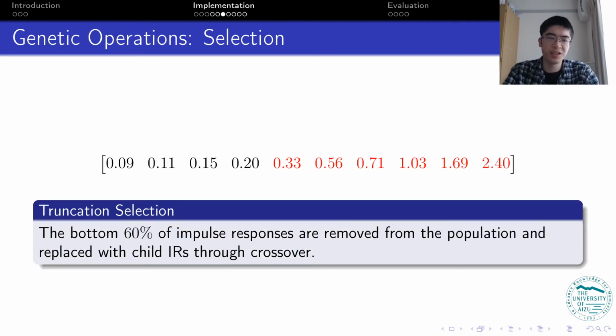And so for the genetic operations, since we wanted to reduce computation time as much as possible, because we wanted a real-time implementation, we opted to keep these operations as simple as possible. For selection, for example, we just have truncation selection, where in this case we opted to replace the bottom 60% of impulse responses with offspring impulse responses for the next generation.